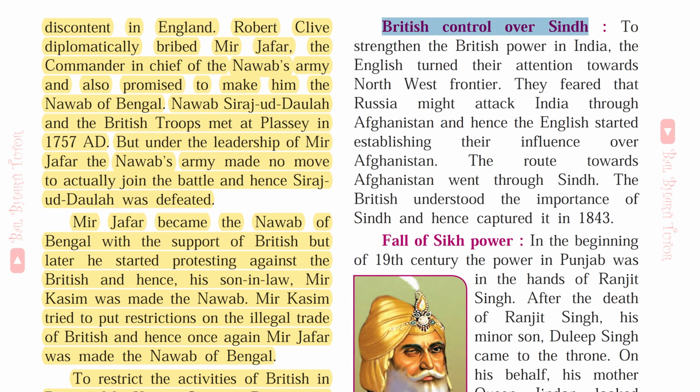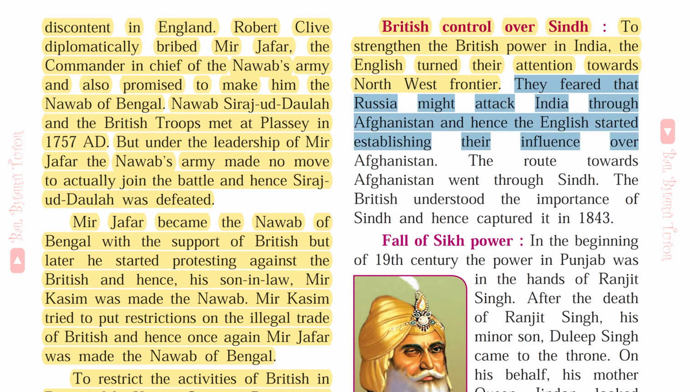British control over Sindh. To strengthen the British power in India, the English turned their attention towards the northwest frontier. They feared that Russia might attack India through Afghanistan, and hence the English started establishing their influence over Afghanistan. The route towards Afghanistan went through Sindh. The British understood the importance of Sindh and hence captured it in 1843.